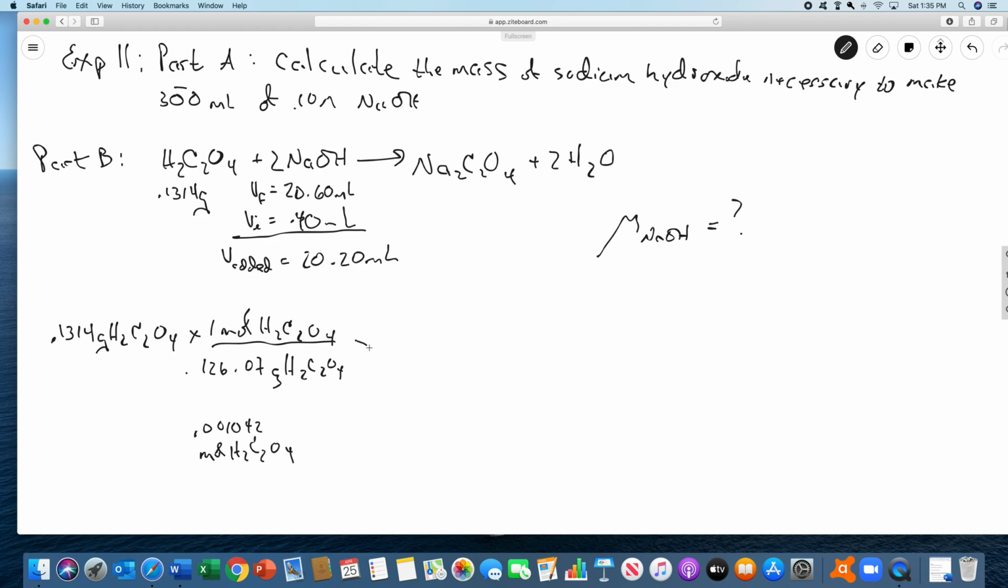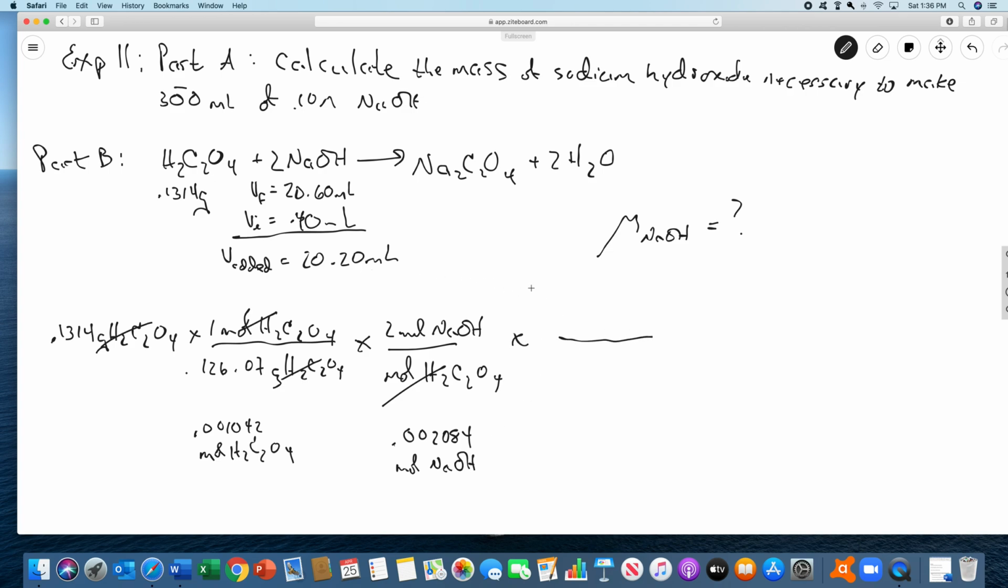All right, the next calculation is the moles of sodium hydroxide. Well, from the balanced chemical equation up here, there are 2 moles of sodium hydroxide for every mole of oxalic acid. So cancel that out. If we stopped here, we would have 0.002084 moles of NaOH. And then the last step is we want the molarity.